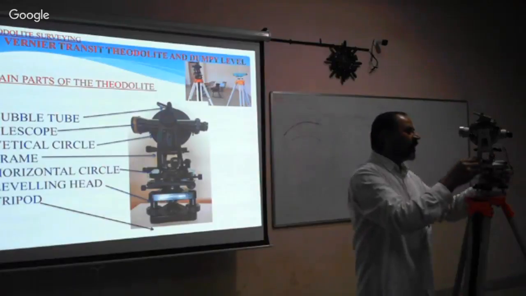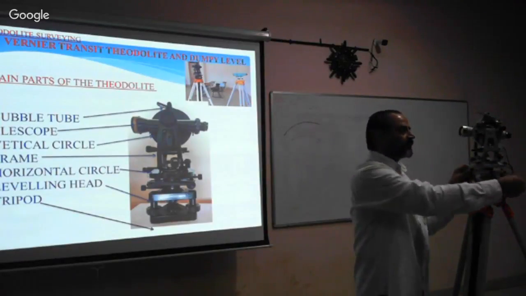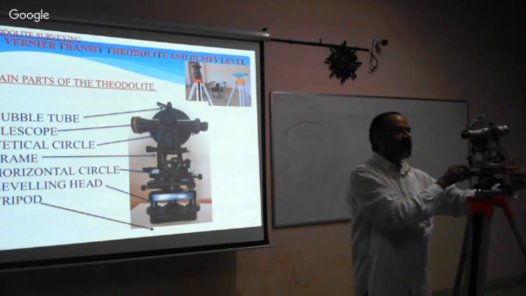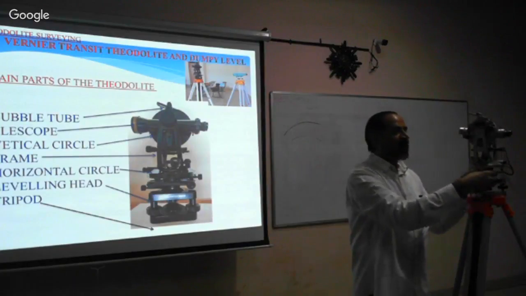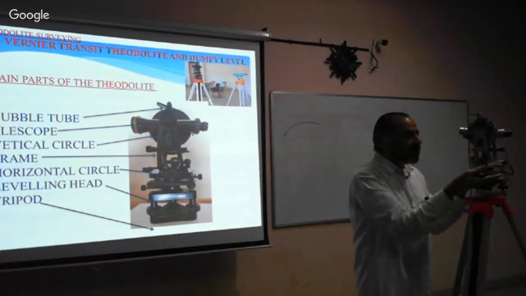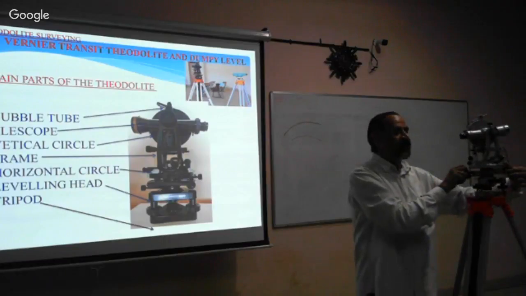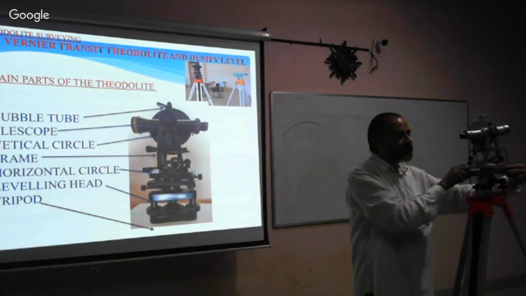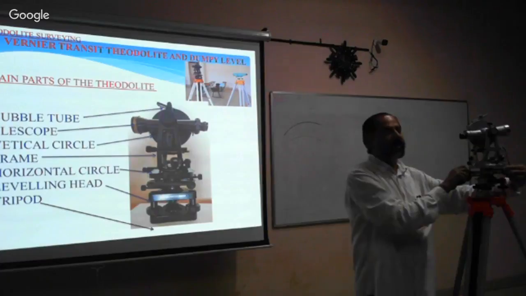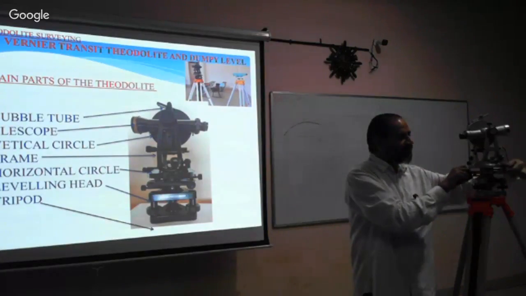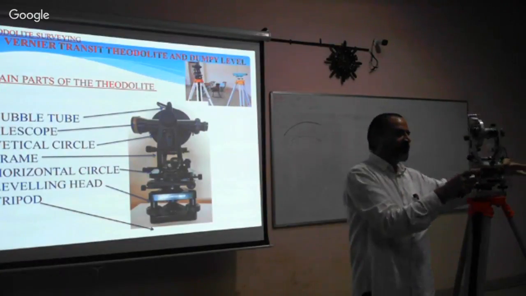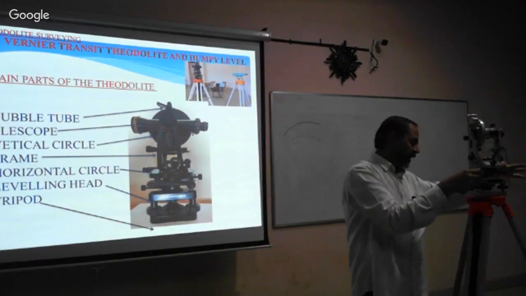Similarly, there is another clamp, the upper clamp. This is the upper clamp and this is the lower clamp. The lower clamp is fitted with the lower plate and controls its movement. The upper clamp is another screw, fitted with the upper plate, and the upper plate movement can be controlled, isn't it? This is the upper clamp and this is the lower clamp. Now we can recognize them.